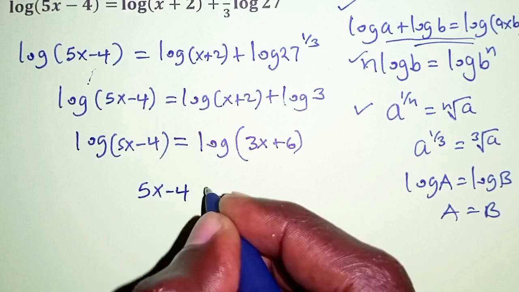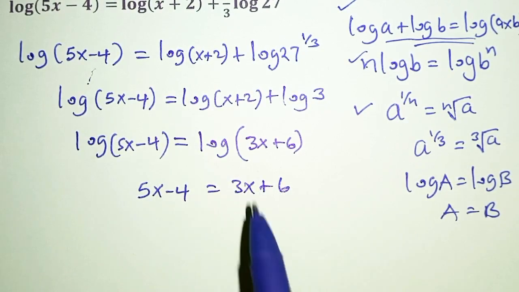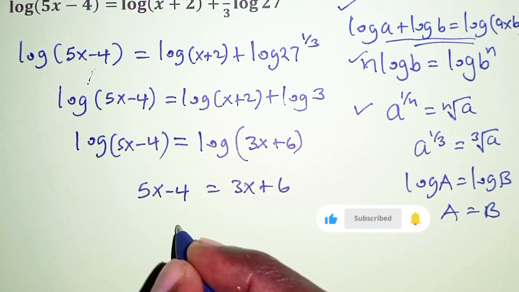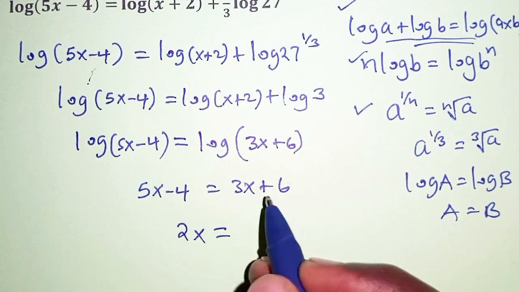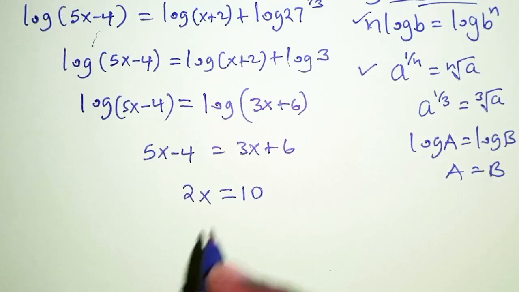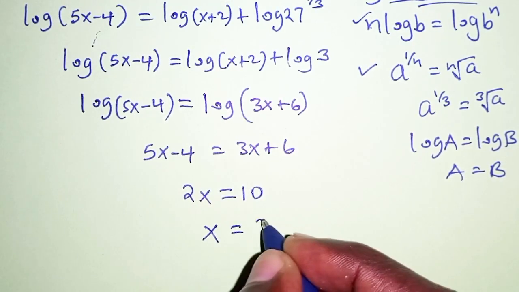5x minus 4 is equal to 3x plus 6. So here 3x crosses so that you have 5x minus 3x, and that is 2x. And then negative 4 crosses so that you have positive 4 plus 6, and that is 10. So dividing both sides by 2, x becomes 5.